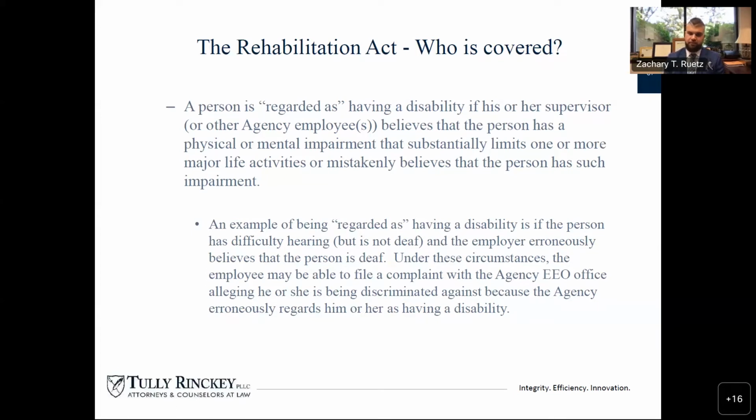So an example of being regarded as having a disability is if someone has difficulty hearing in the office, but is not deaf or hard of hearing, and the manager or supervisor erroneously believes that the person is deaf. Under this circumstance, they would be able to file a claim with the EEO office alleging disability discrimination because that employer has erroneously regarded them as having a disability.